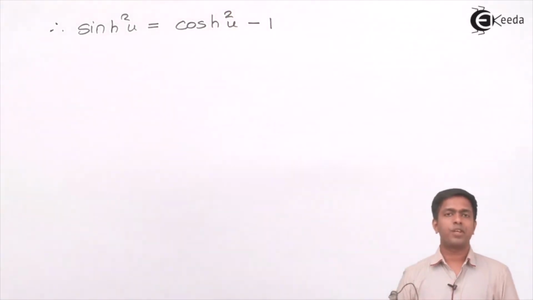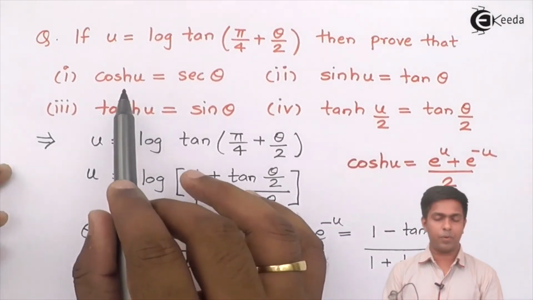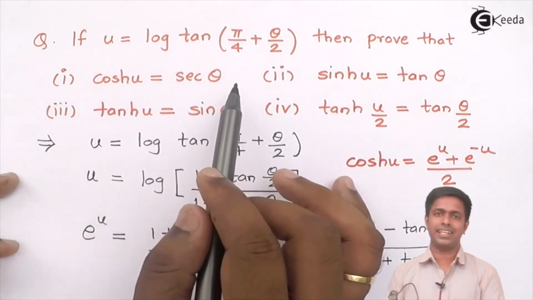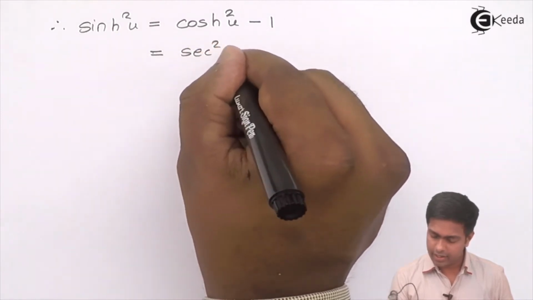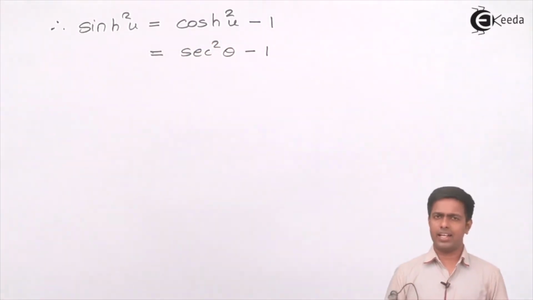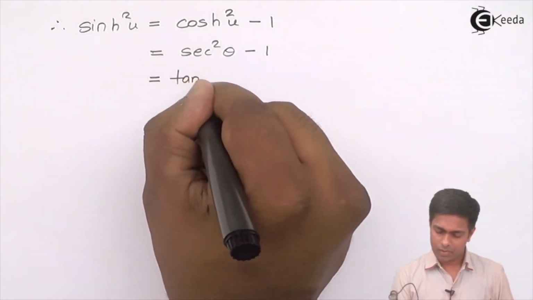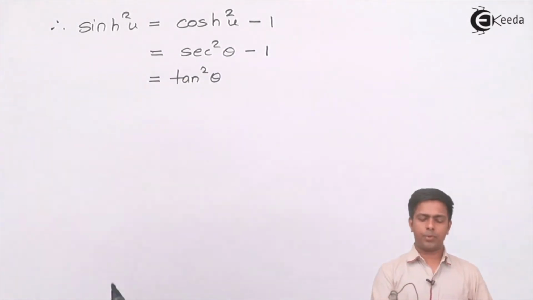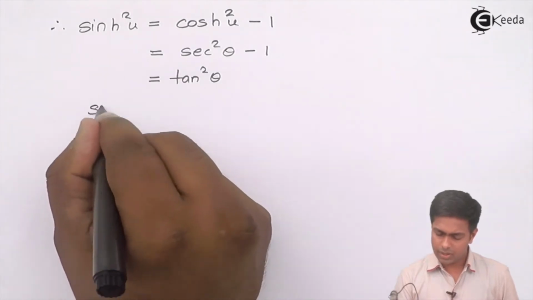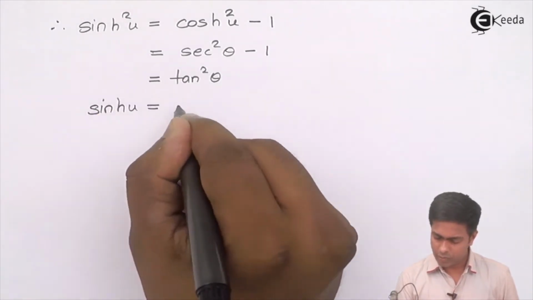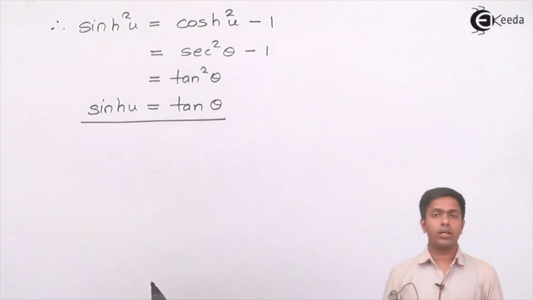minus 1. So guys, if you see the previous result, we have proved that hyperbolic cos u is sec theta. So I can say that this is nothing but sec square theta minus 1. And you all know that sec square theta minus 1 is tan square theta. So we got the value of hyperbolic sine square u as tan square theta. Taking square root on both sides, it becomes hyperbolic sine u is equal to tan theta. And here we have proved the second result.